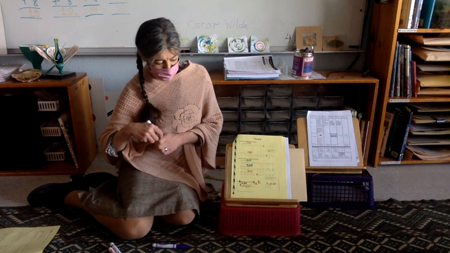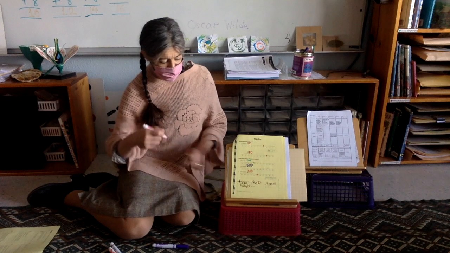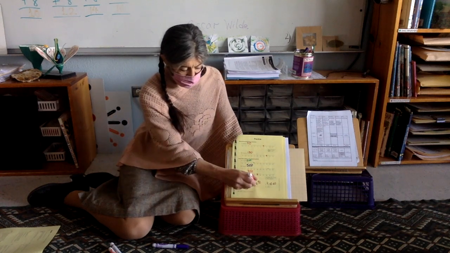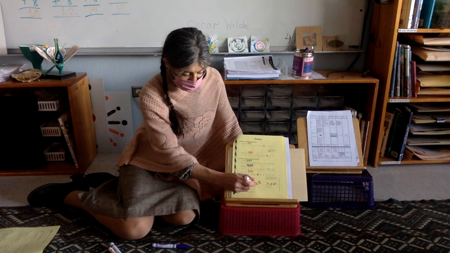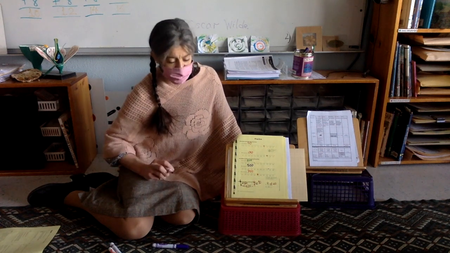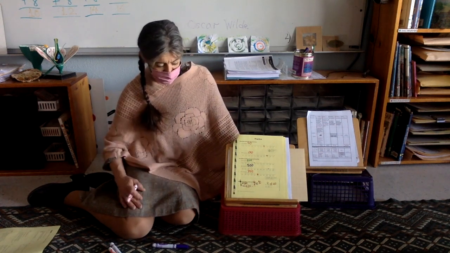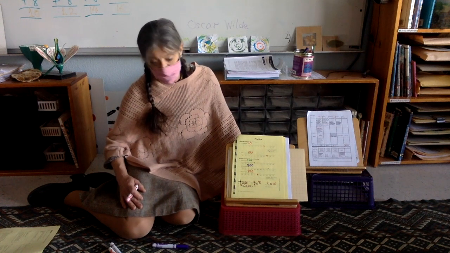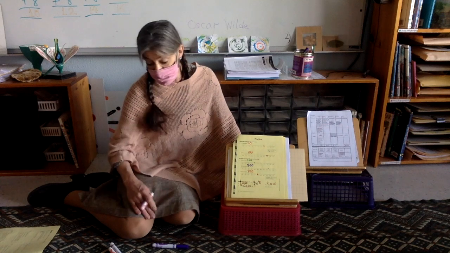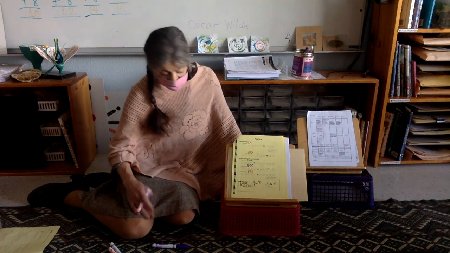271. Ready? Units. Tens. What do you see in the tens? 7. Look to the right. A 1. We're going to round down. That 7 is going to stay the same, and the units are just going to become zeros.